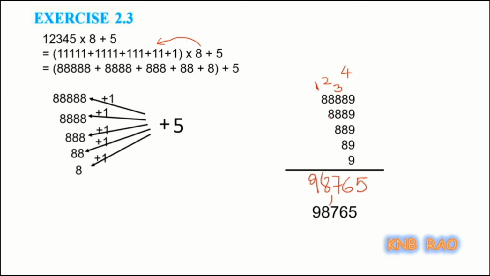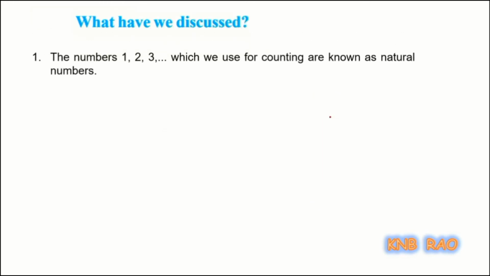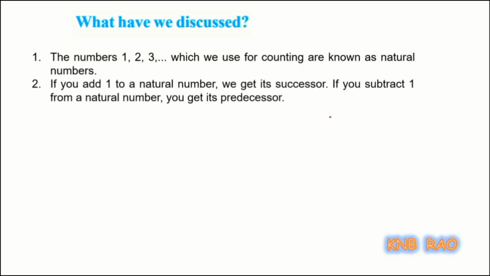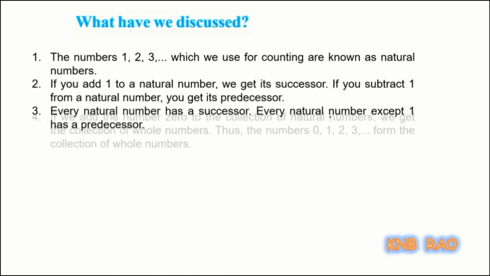So I will wind up by telling what all we discussed. The first thing we discussed was that the numbers 1, 2, 3 which we use for counting are known as natural numbers. Then if you add 1 to a natural number, we get its successor. If you subtract 1 from a natural number, we get its predecessor. So every natural number has a successor, and every natural number except 1 has a predecessor.